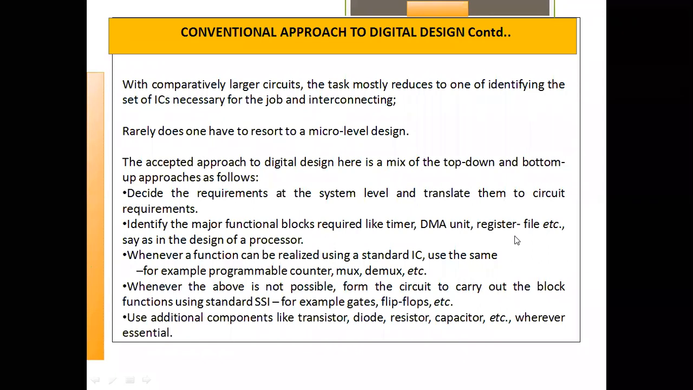Wherever essential, if you are designing a big circuit, we may use the general ICs and also the general discrete components. Those have to be connected. If you go through the internal circuit boards of any system such as a TV system or a computer system, we can identify some ICs and some discrete components such as diodes, resistors, and capacitors also.